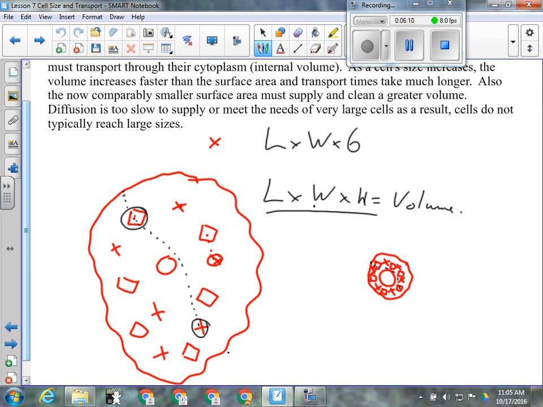So as I increase the size of a cell, yes, its surface area increases, but its volume gets bigger way faster. Its volume gets bigger way faster because I've got to fill up all that extra space. And it's not just the length and the width I've got to increase, it's the length, the width, and the height. So I'm getting a lot bigger, a lot faster. Okay? So here's the problem with that.